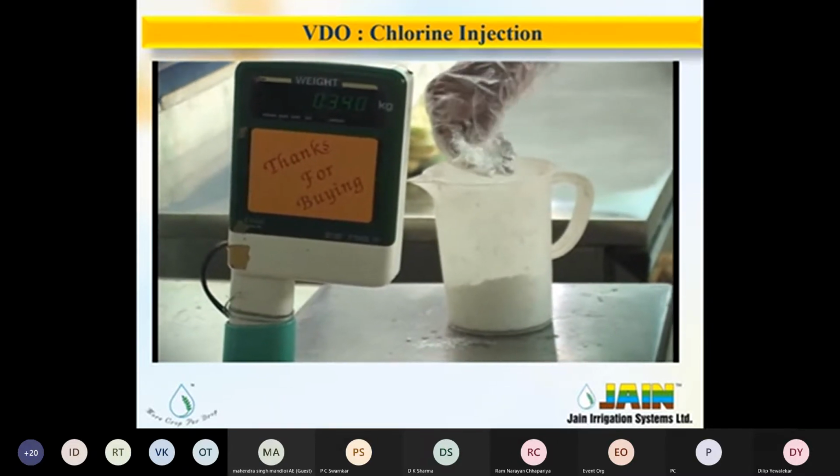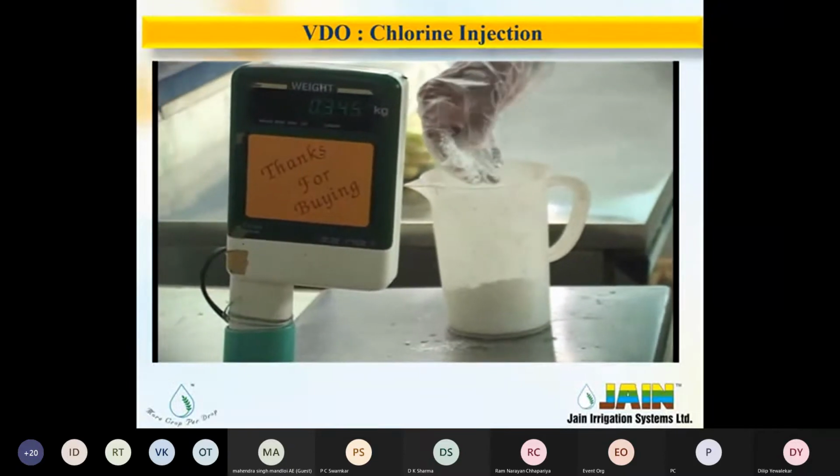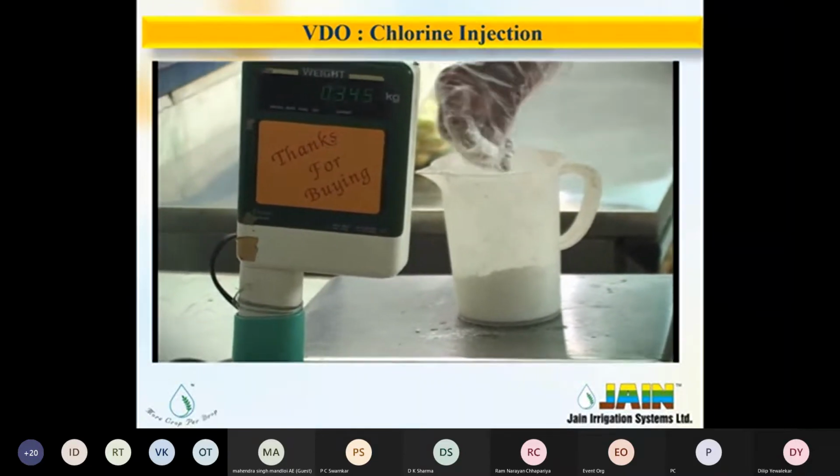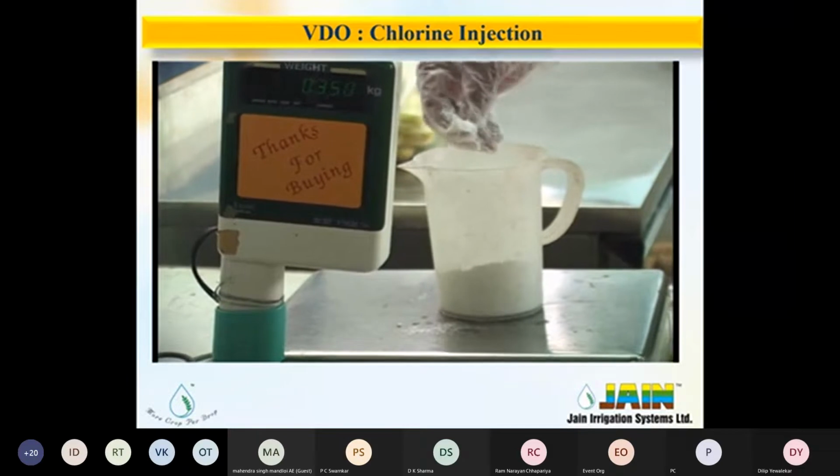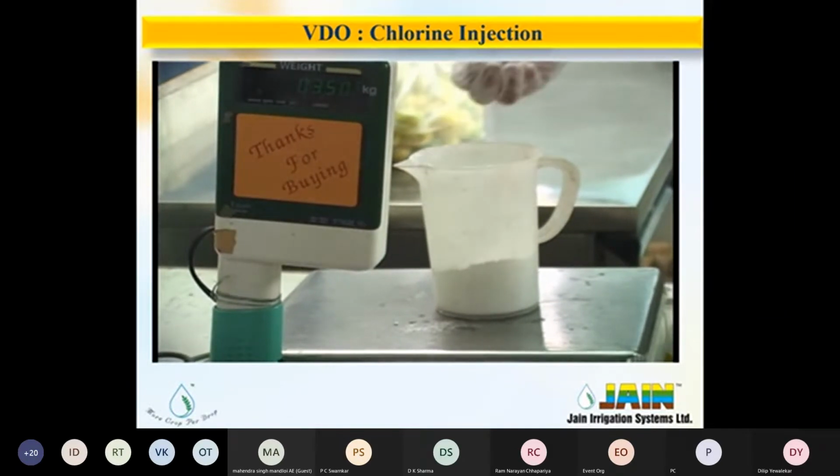It is okay. And after 24 hours, you close the system for 24 hours. And the next day, you just backwash, clean the entire system, and start irrigating. This is a simple technique.